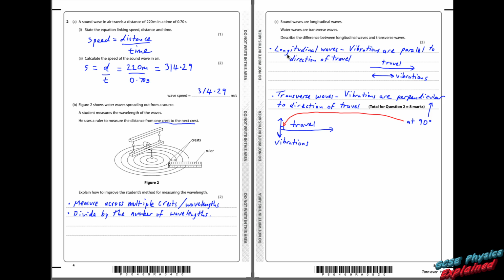Standard stuff. Longitudinal waves, you say that the vibrations are parallel to the direction of travel. So if the wave was travelling that way, the vibrations are parallel, which means in the same direction. And transverse waves, the vibrations are perpendicular or at 90 degrees to the direction of travel. So again, if the wave was travelling this way, the vibrations are going up and down at 90 degrees.